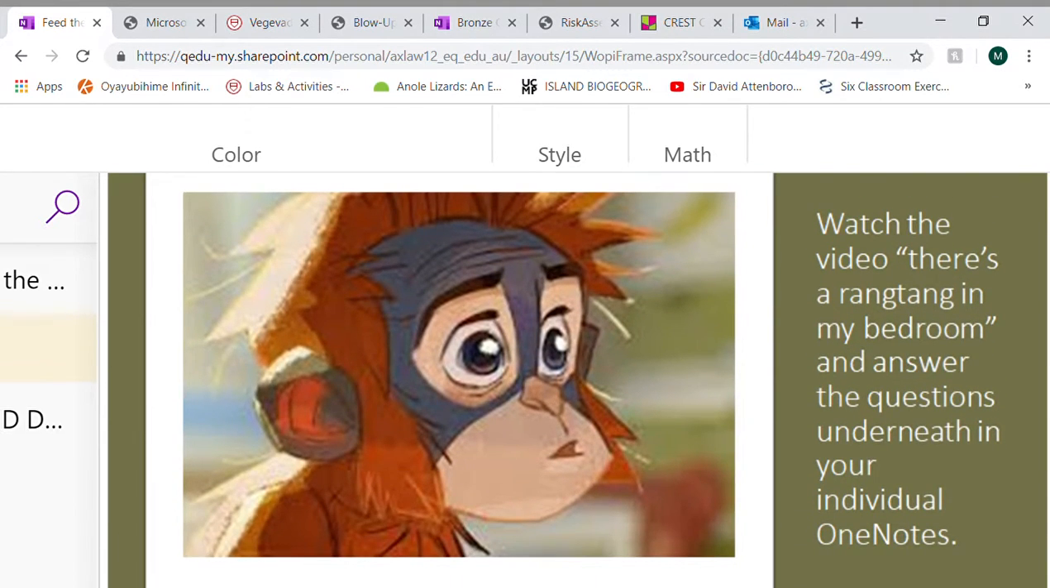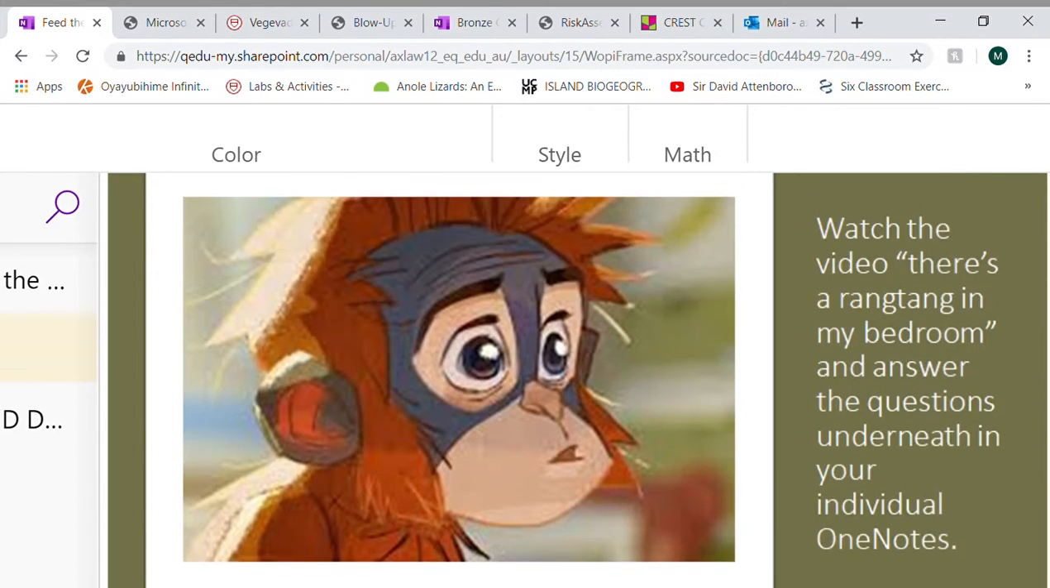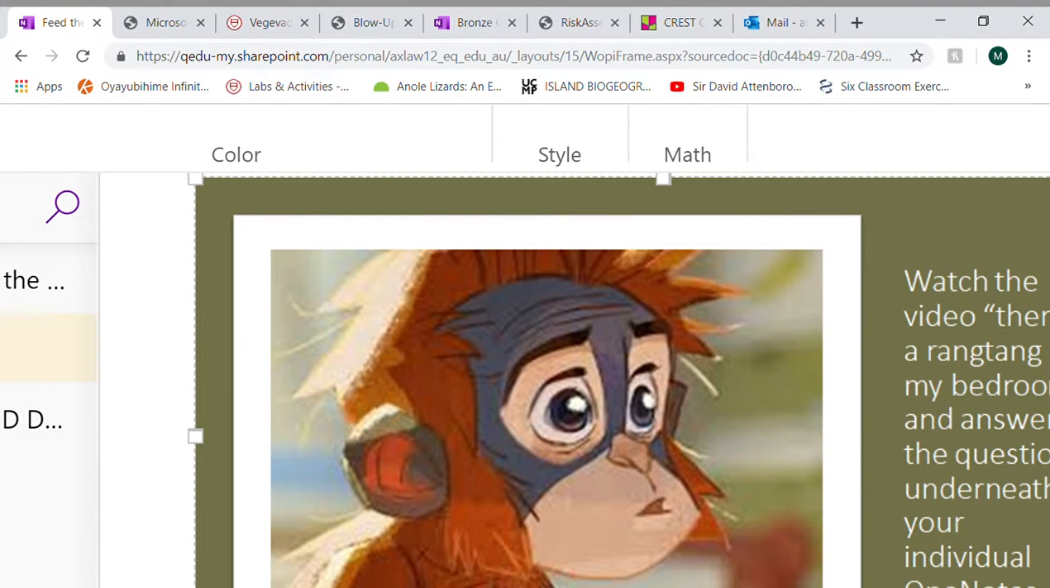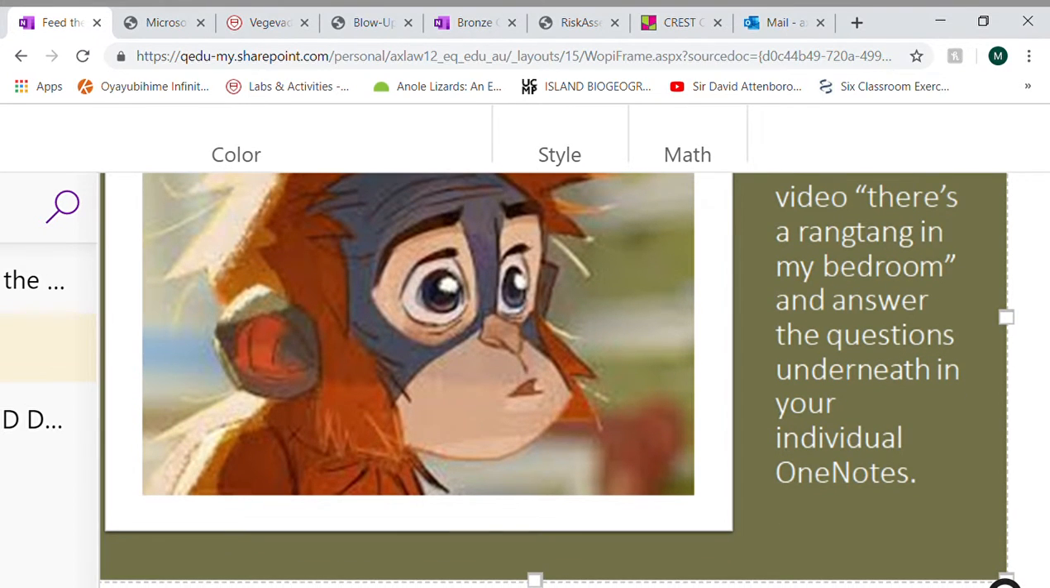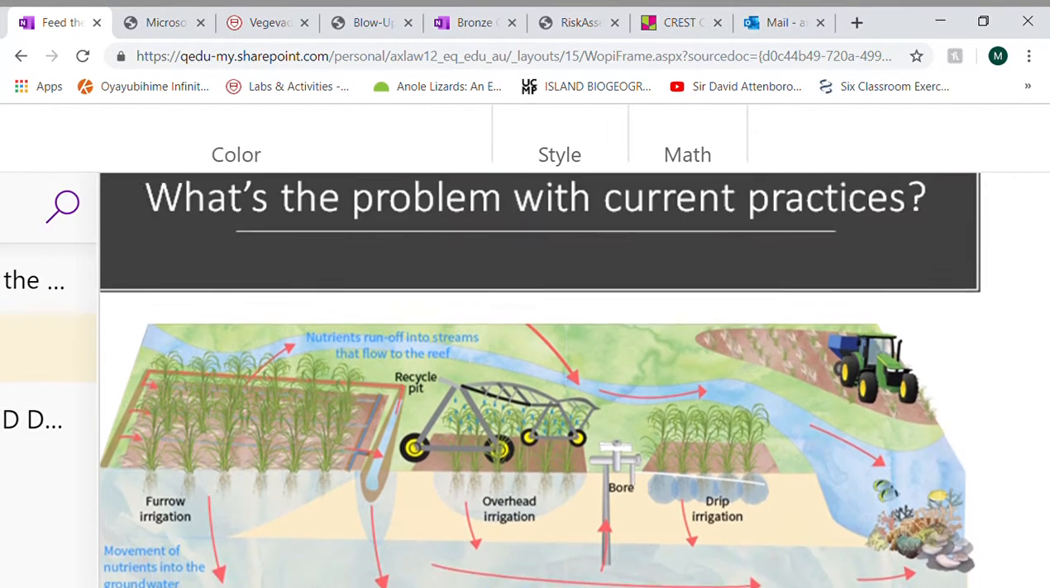So in previous lessons, we talked about the example in "There's an Orangutan in My Bedroom", and how due to habitat loss, over 70% of the orangutan population in Brazil has depleted in numbers, and that was due to the overproduction of palm oil. Now, we use palm oil in many things: in our shampoos, in our food, in our cleaning products. So palm oil is very much a part of our daily lives, and it's something that has caused a massive biodiversity loss in that orangutan population.